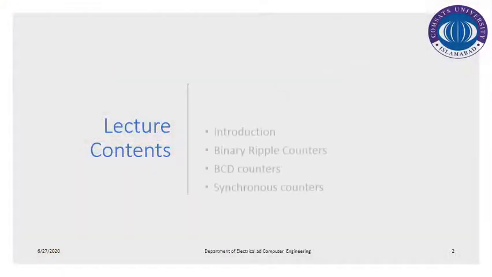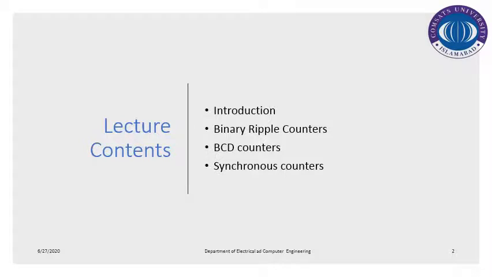So let us first see the contents we will be discussing in today's session. First of all, we will have the introduction to the counters and a quick review of what we have studied in our previous sessions. Then we will discuss the example of the 4-bit binary ripple counter. After that, we will discuss the BCD counters that have the capability to count BCD numbers. Last but not least, we will discuss synchronous counters.